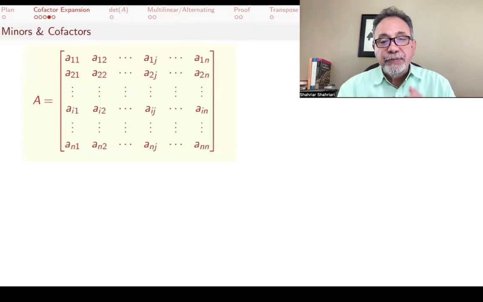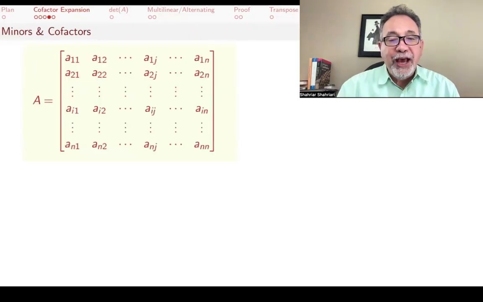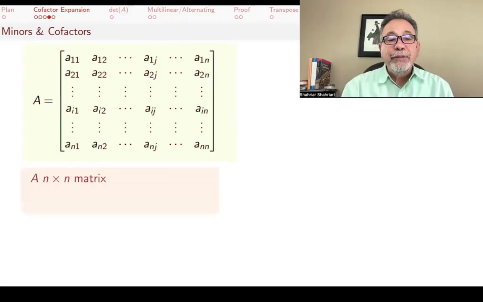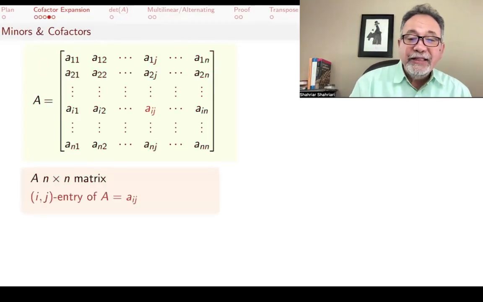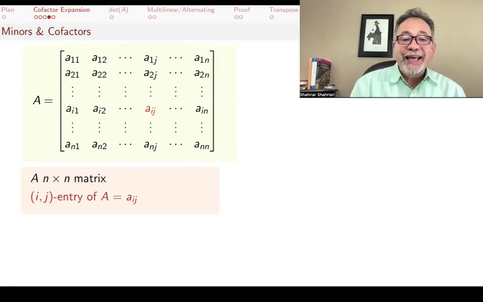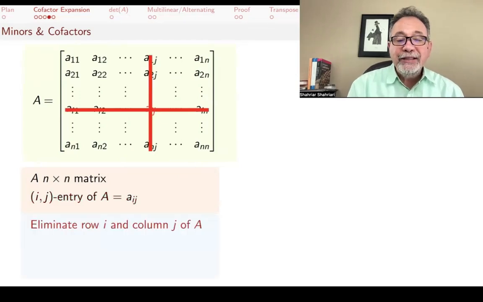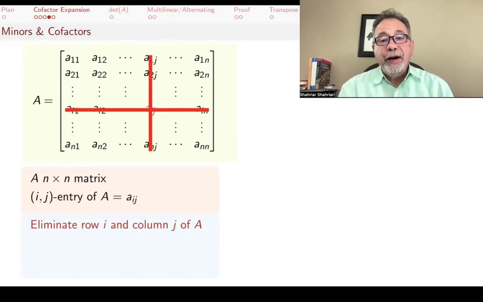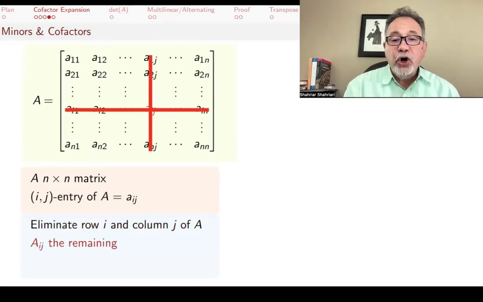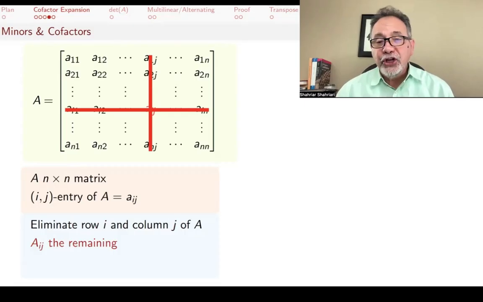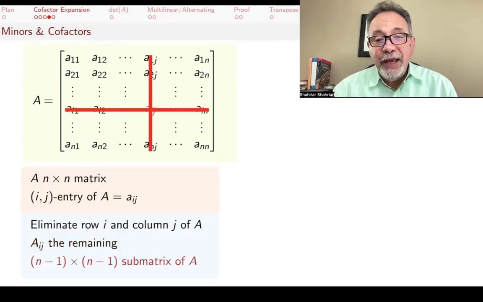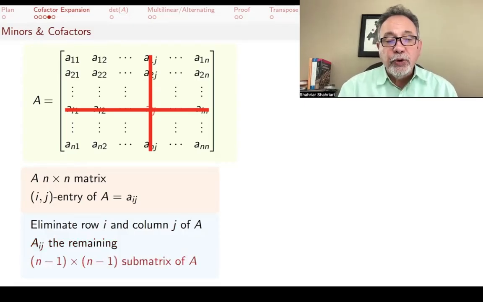Let me first set up the stage by giving you a little bit of vocabulary. So here's our n by n matrix. The ij entry of A, the entry in row i, column j, is aij. Now, if you eliminate that row and column, you're left with a smaller matrix, an n-1 by n-1 matrix. I'm going to call that matrix A sub ij. So A sub ij is that remaining n-1 by n-1 matrix.